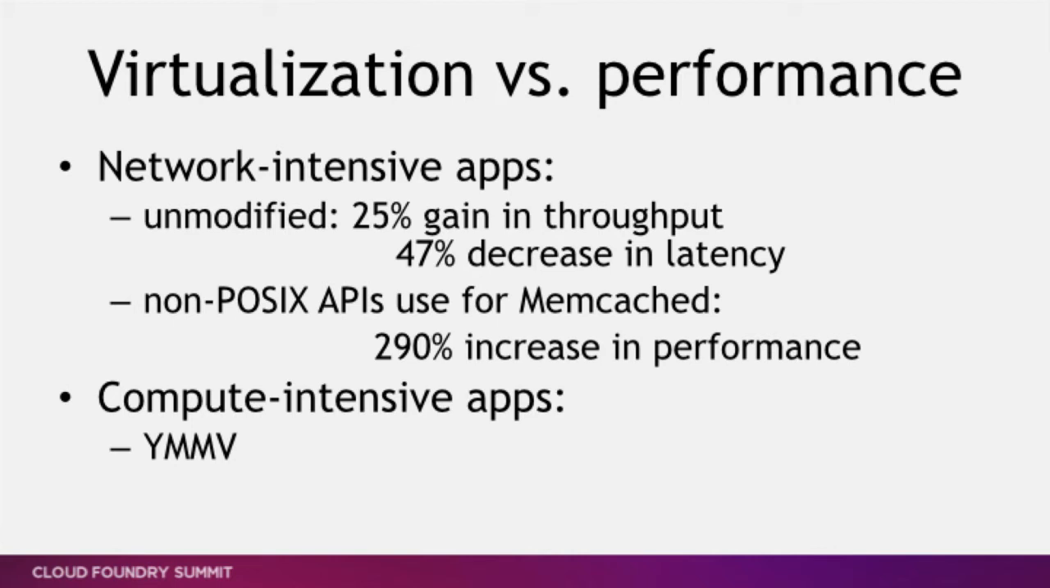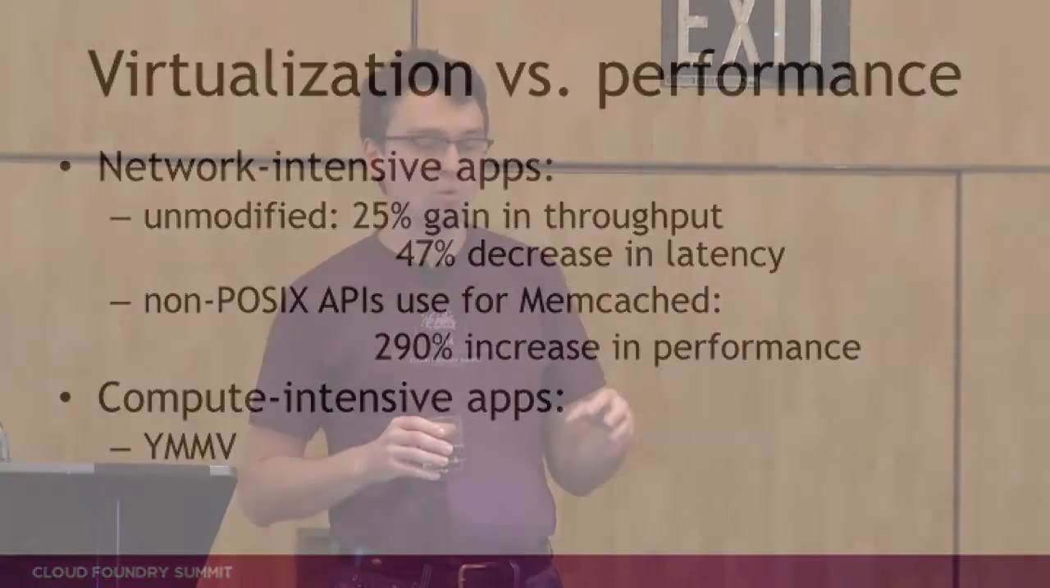For non-POSIX API use, if you're actually willing to rewrite some of your applications, you get quite a drastic performance increase. On compute-intensive applications, your mileage may vary, because obviously you are now constrained by the hypervisor, right? And if all that your application does is compute, I don't think you can expect any kind of performance improvement from just about anything. I mean, it's essentially burning CPU cycles.